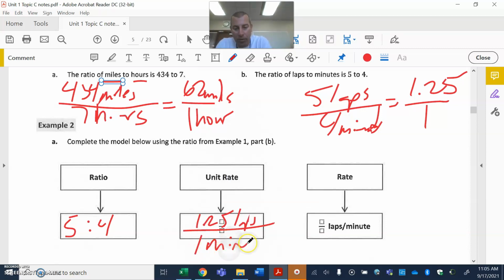So what we also want to realize here is that if we use this slash, that slash does mean per, and per does mean for the 1. So that is a unit rate when we see that slash mark. And what we do want to realize is it's okay that we use a fraction. So that would mean 5/4 laps per minute.